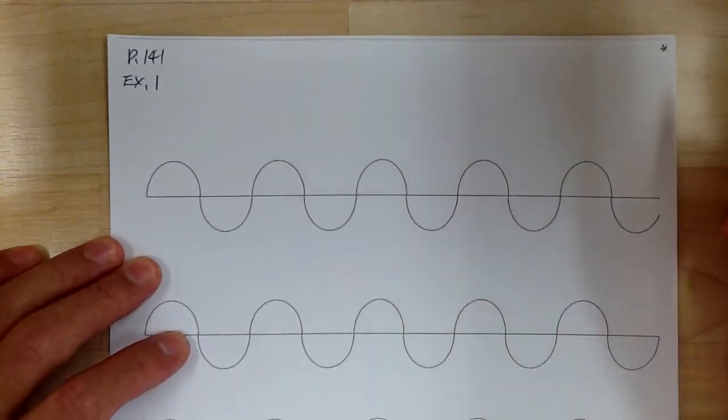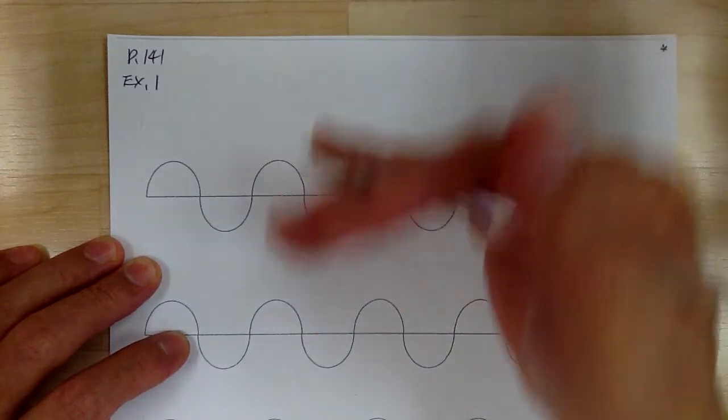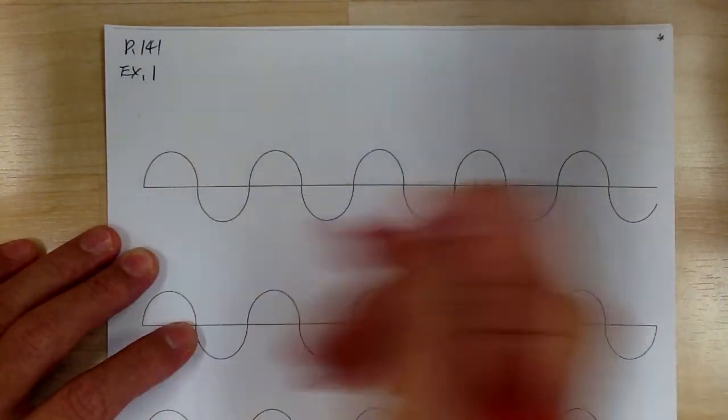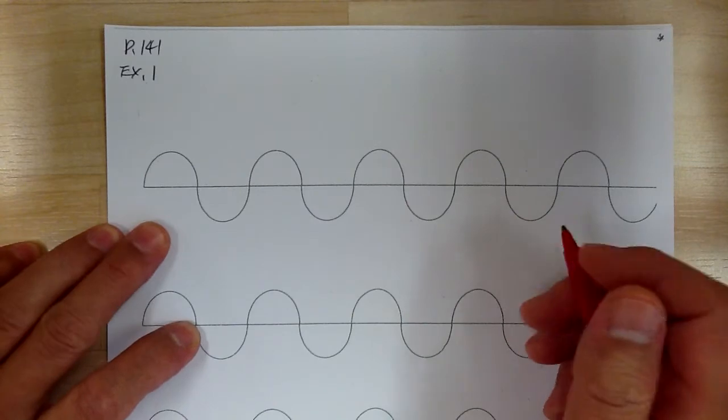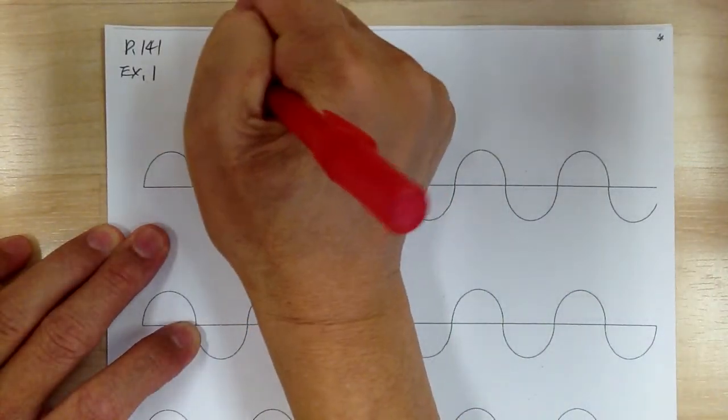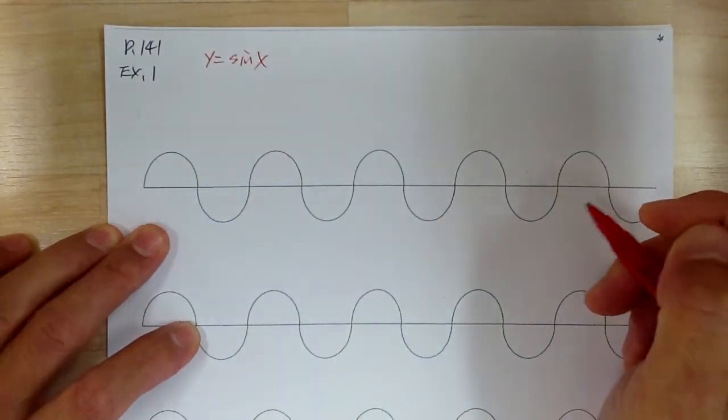Example 1 says compare a graph of y equals 1/3 sine x and y equals -3 sine x with a graph of y equals sine x. We're going to graph each one individually so you can compare. We're not going to graph them together, because I need to write all the information. So I'm going to graph y equals sine x.